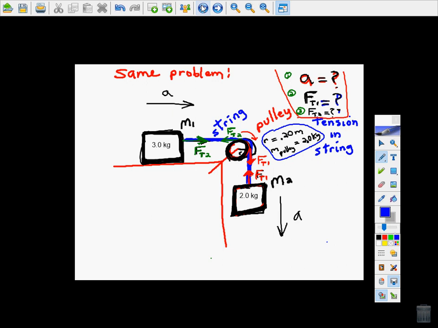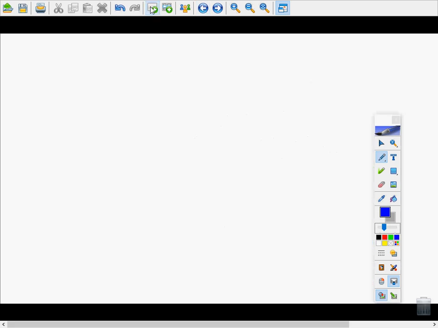So, in conclusion, what are the 2 factors that affect angular acceleration? Net torque. Yeah, right. And moment of inertia.